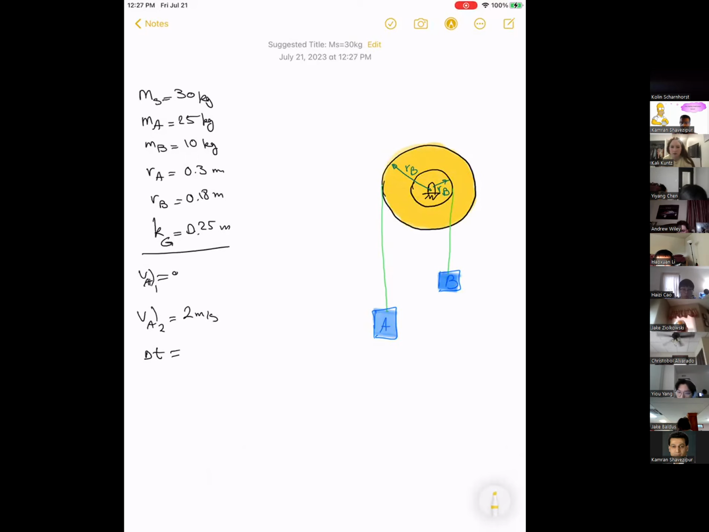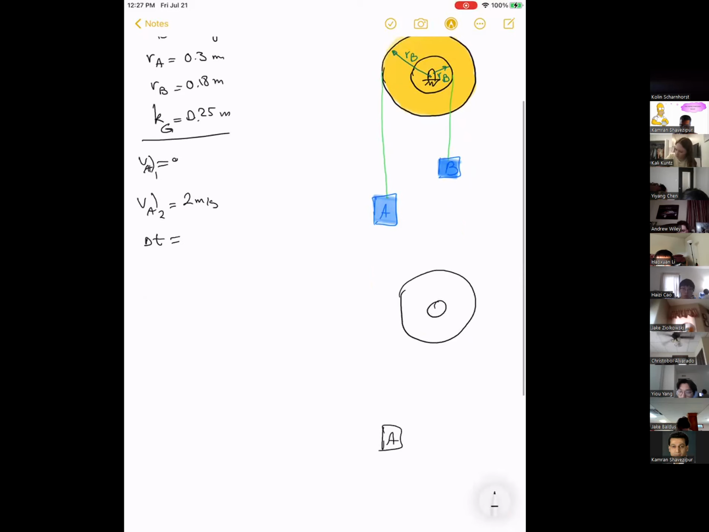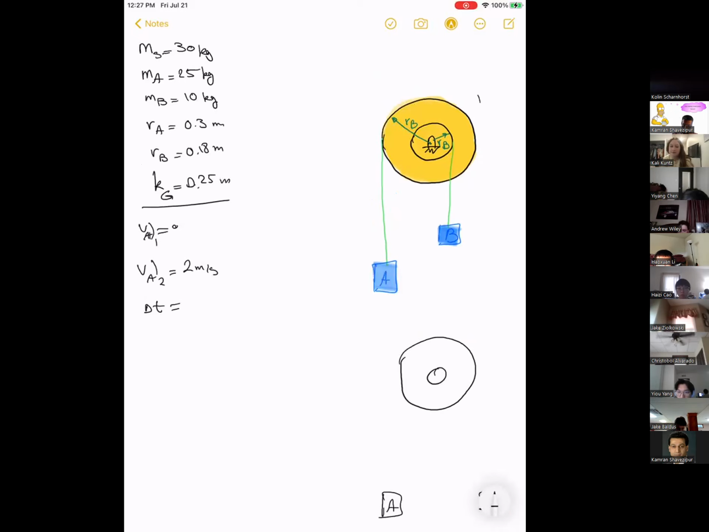We can do this. We can go exact same steps. Get the free body diagram for the spool. Get the free body diagram for object A and object B, right? Or I'm going to do something different. So you can write it or you can pause. I'm going to consider the whole system as my system. Can I do that?